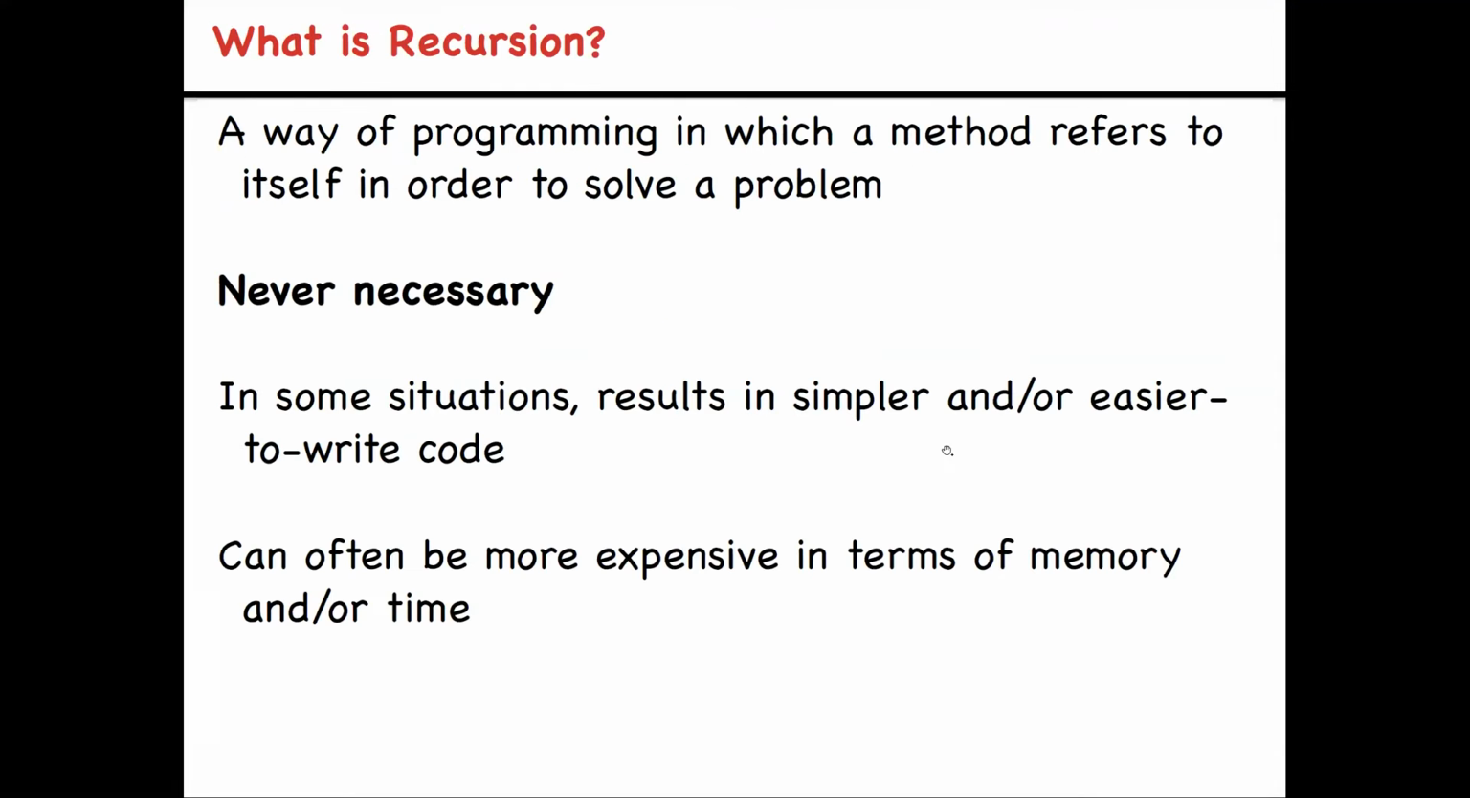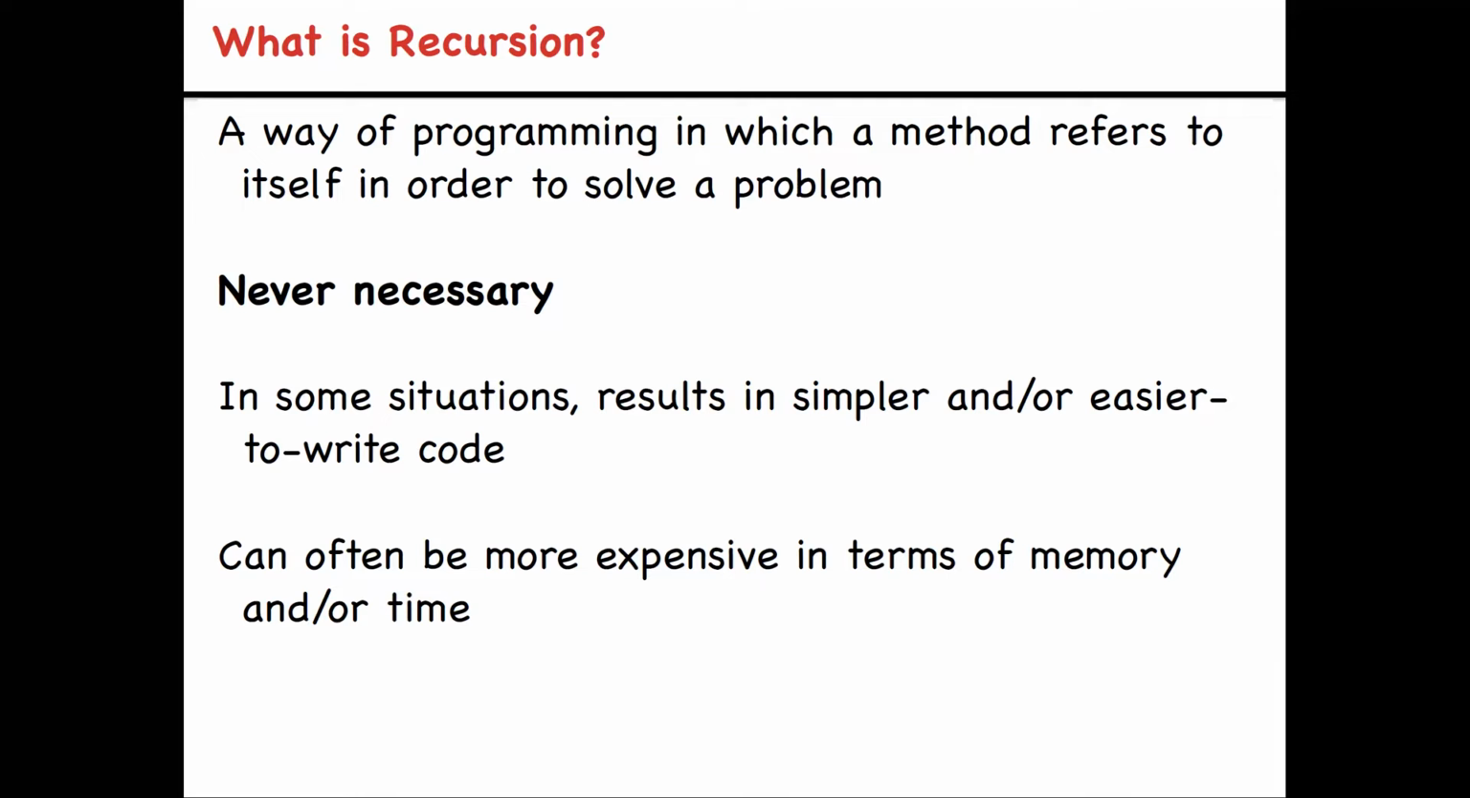Recursion, on the other hand, is a way that you program where you call the method within the method itself. So the method refers to itself to solve the problem. This is never necessary. It might be less code, so you might end up doing less typing to write a recursive algorithm, but you never need to do it. You can always write a recursive algorithm as a loop.